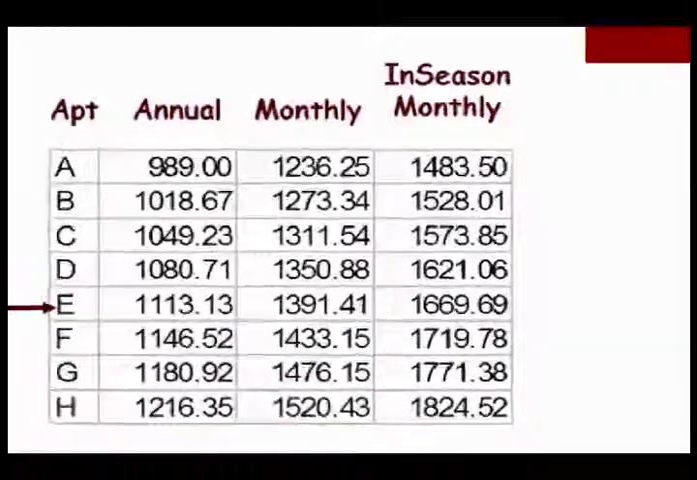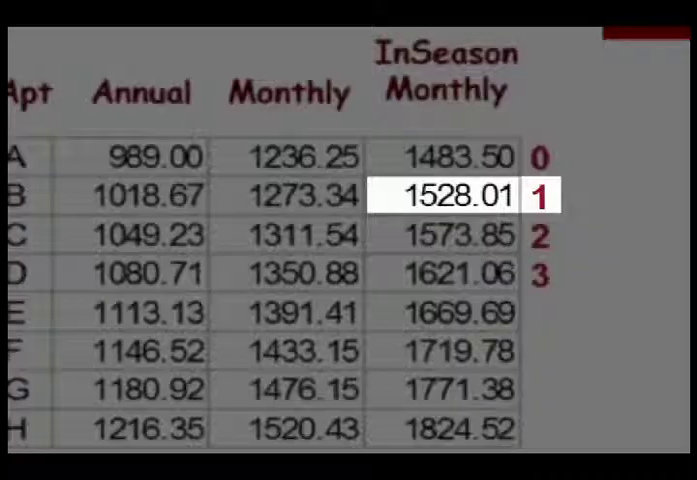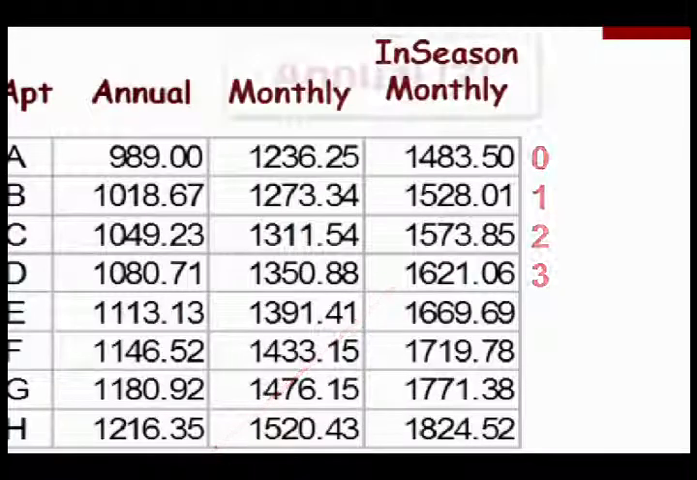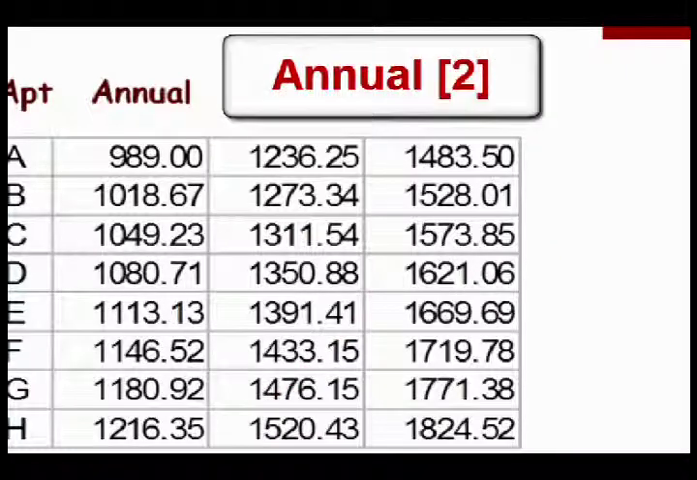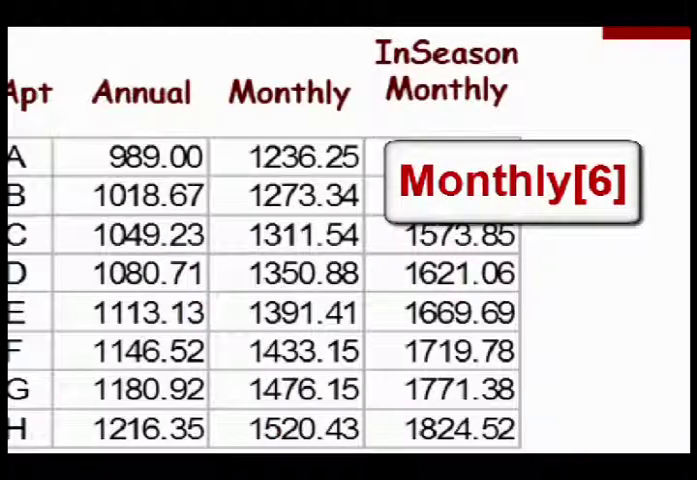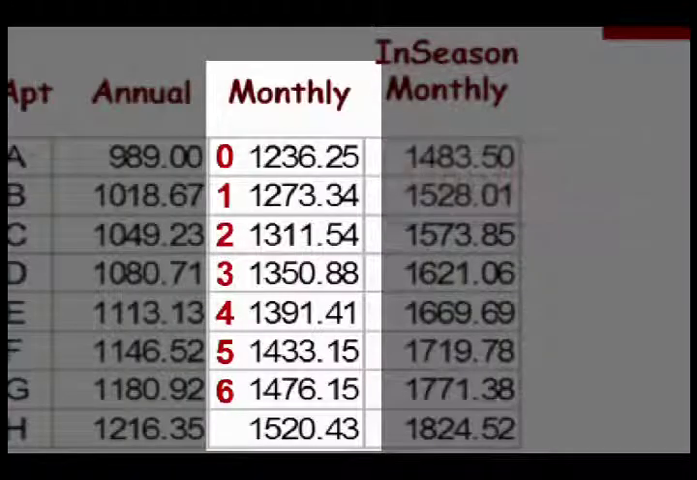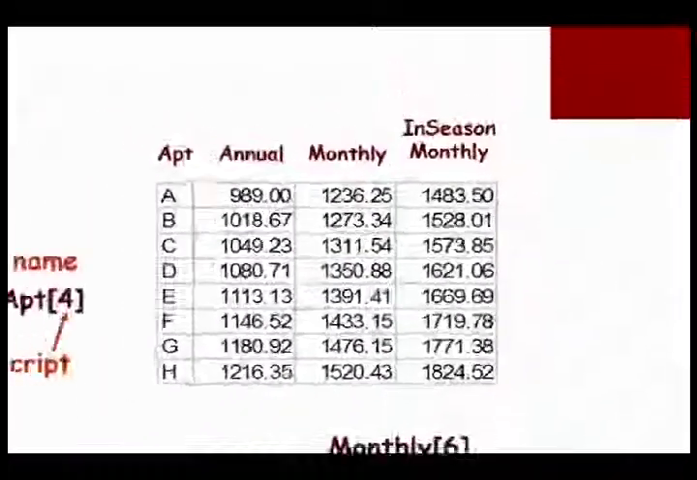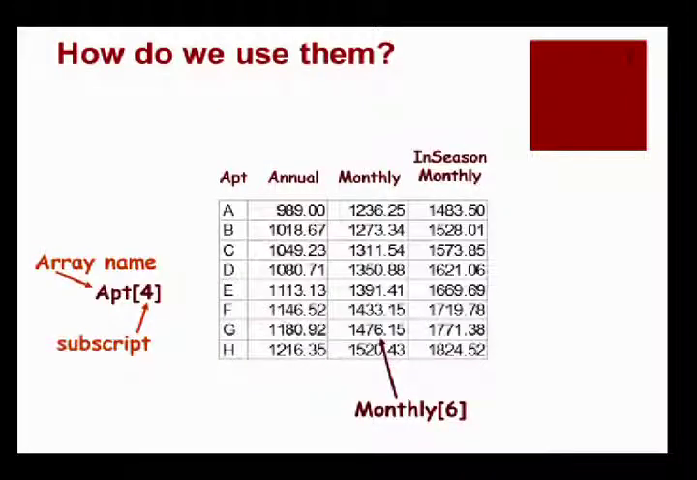What do you think in-season monthly 3 is? 1621. What about annual 2? So we go to the annual array, we count 0, 1, 2. Good. All right, what about monthly 6? So we go to the monthly array, and we count down 0, 1, 2, 3, 4, 5, 6. Perfect. Now you go try.